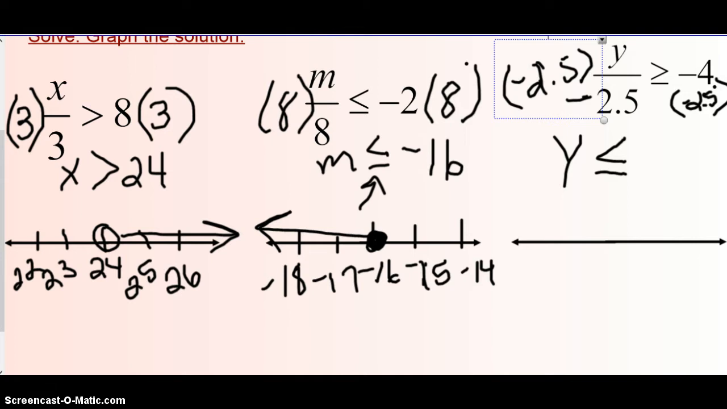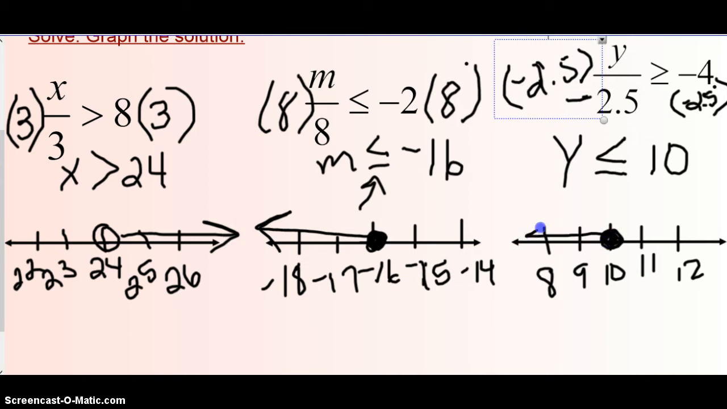And then a negative 4 times a negative 2 and 5/10 is a positive 10. So when I create my number line, again, making sure I have at least 5 numbers, again, this says equal to, so I'm at 10, and I want to make sure that I color that in and make it a solid circle. And it says my data set is less than that, so I would draw my arrow to the left.